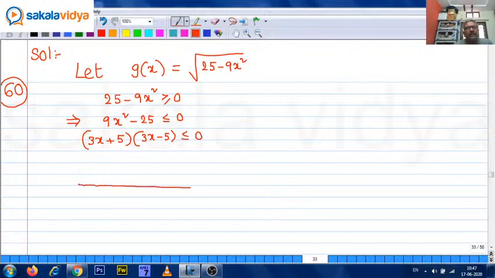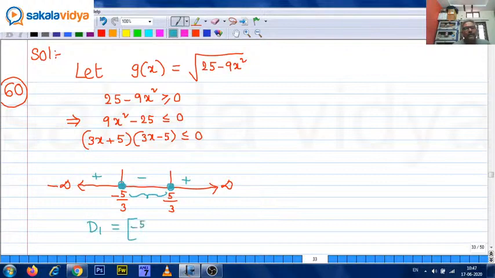See, now take the number line. Locate the critical points. What are the critical points? Minus 5 by 3 and 5 by 3. This will be minus 5 by 3 and this will be plus 5 by 3. This is plus sign. This is minus. This is plus sign. Less than 0 means we need to consider this part. This is included and this is included. So d1 equals to closed minus 5 by 3 comma 5 by 3.